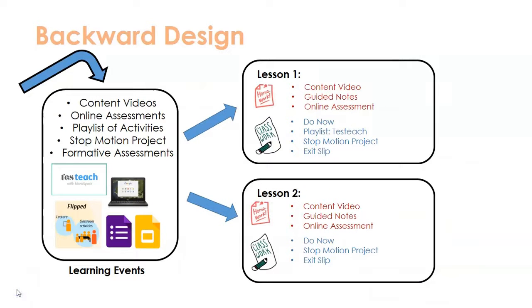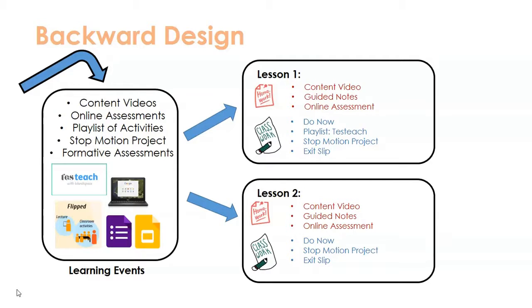My different learning events are broken down into two individual lessons inside of this unit. So I did incorporate content videos, online assessments, different playlist activities, a stop motion project, and some assessments. When I broke this unit down into two different lessons, this is actually going to be a flipped classroom unit where the students at home are watching content videos, filling out guided notes, and answering a 10-question Google form that assesses their knowledge on the content that they just watched. So when they come to class the next day, they're going to use that content and do supplement activities that talk about what they learned and reinforce those concepts.